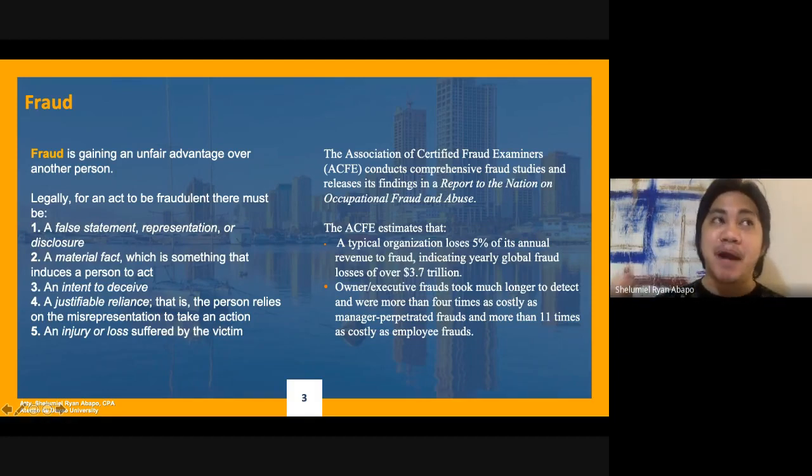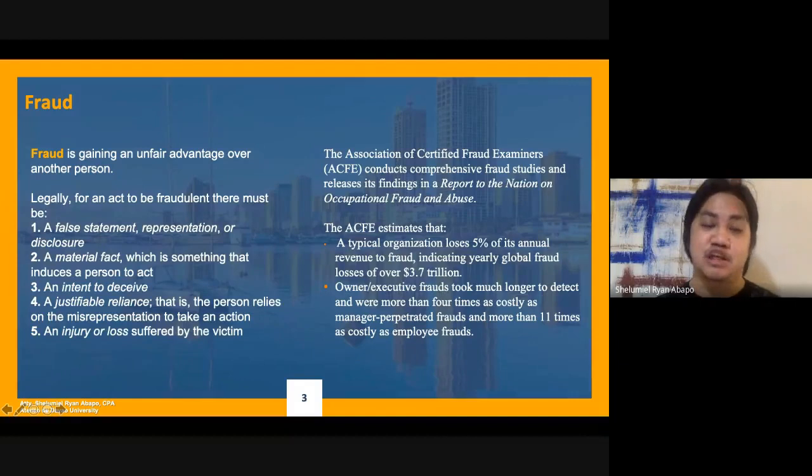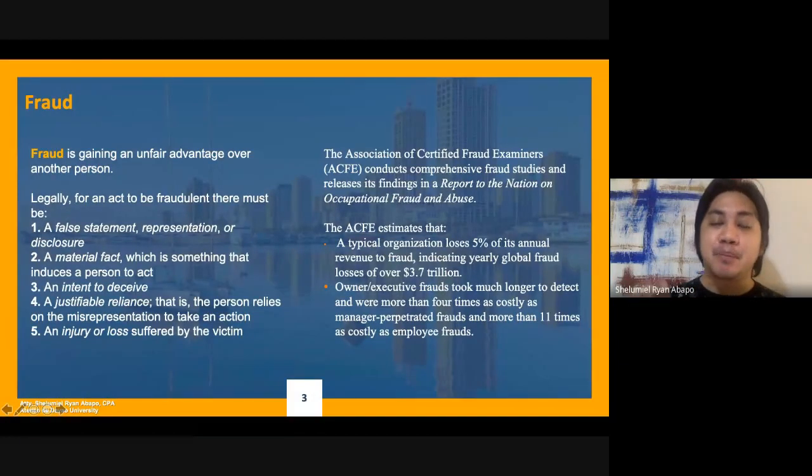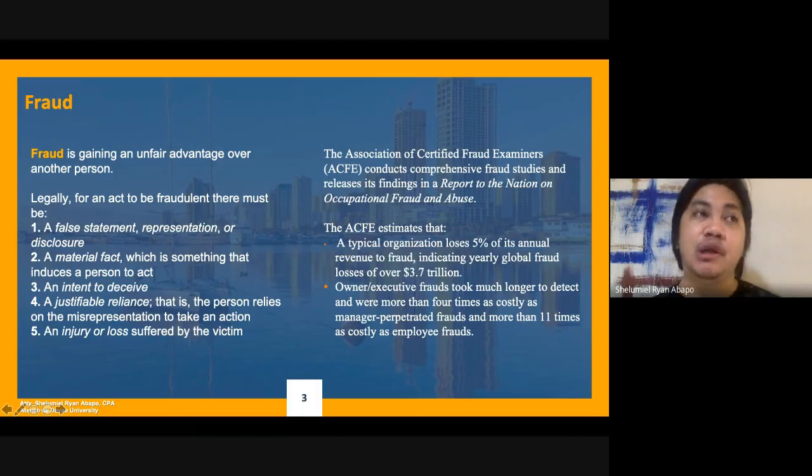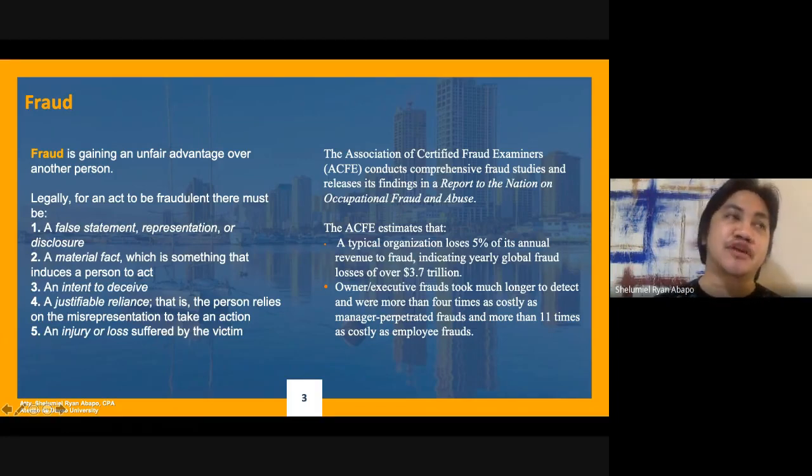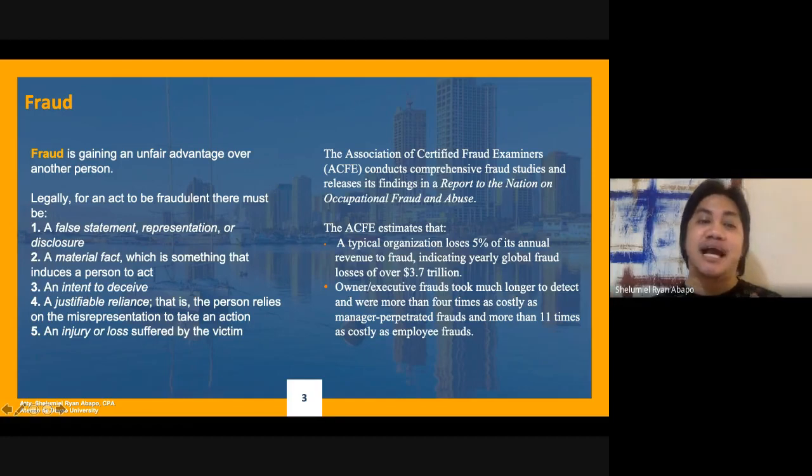And upon making such representation, another person has justifiably relied on such representation. Meaning, a person relied on that act to take a necessary action. And of course, the resulting situation would be an injury or loss to that person relying on such misrepresentation. And if you notice, these five elements have to be present in order for a particular act to be considered as fraudulent.